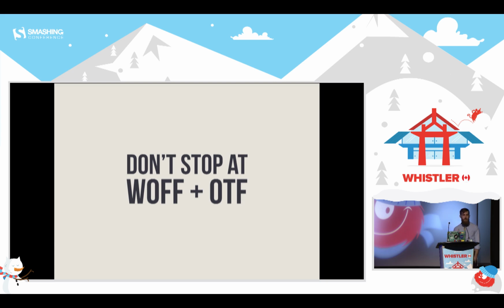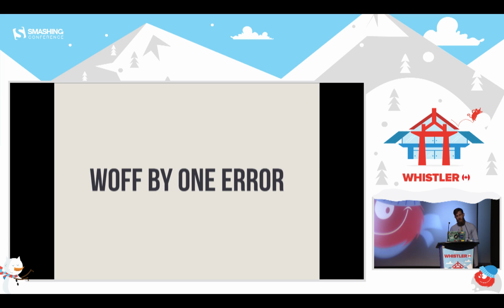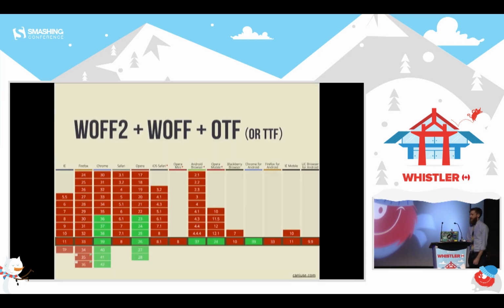But we don't want to stop at just the WOFF format and the OpenType format. If we do, we'd be committing the most common mistake in computer science: an off-by-one error. It's a good one. So we want to add the WOFF2 format.